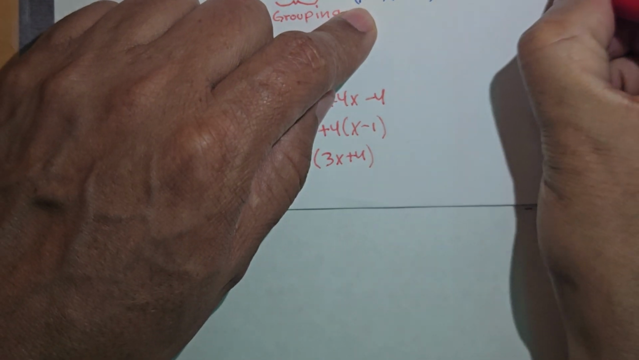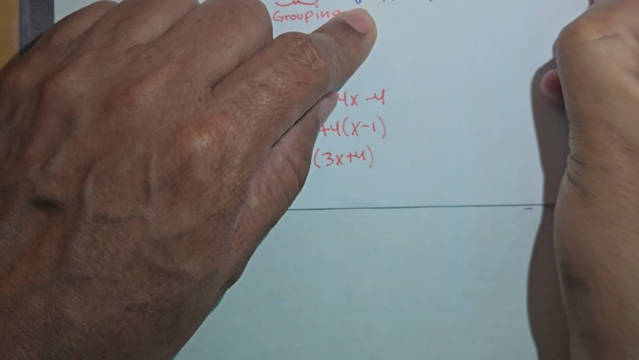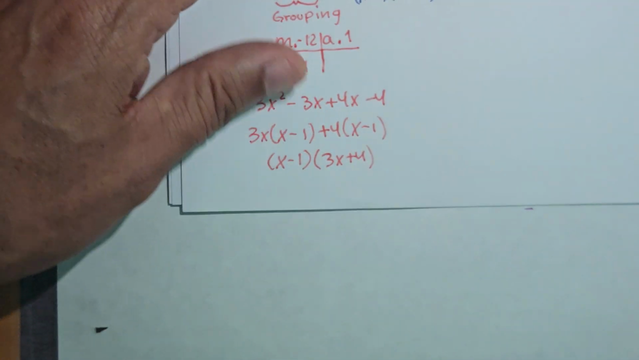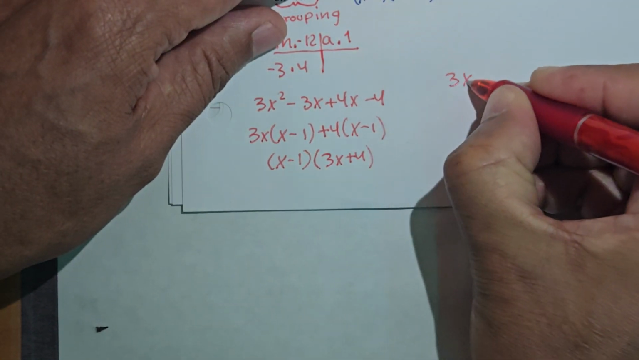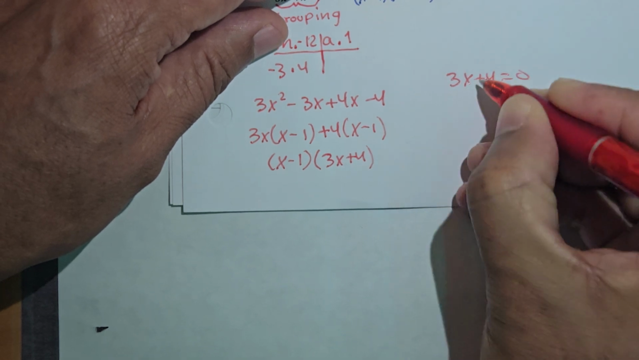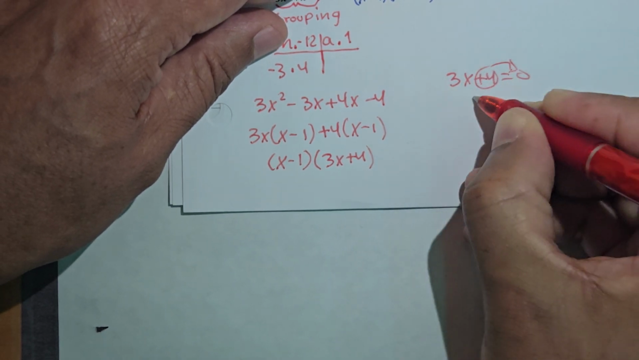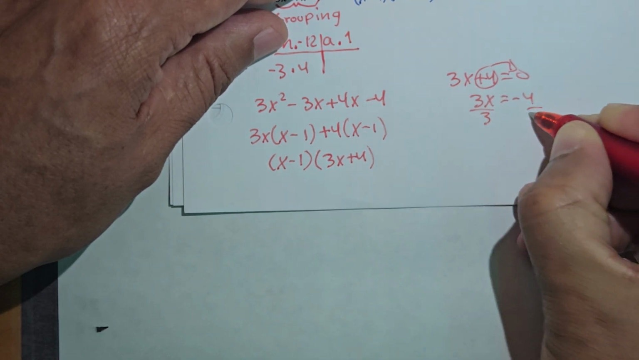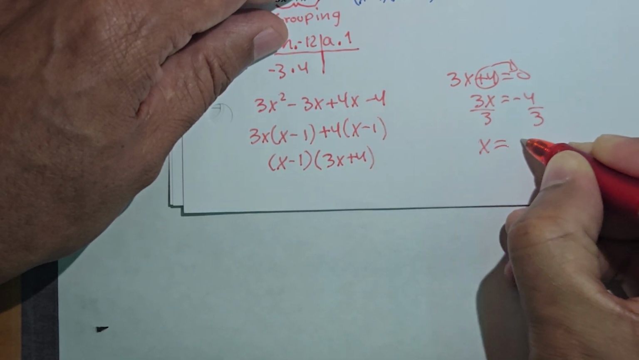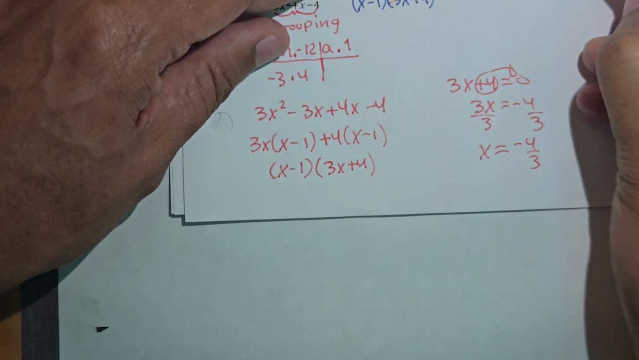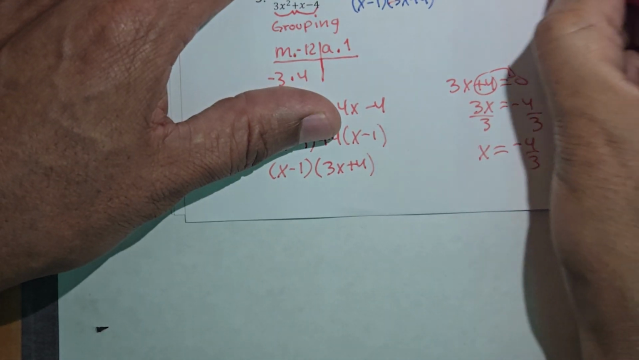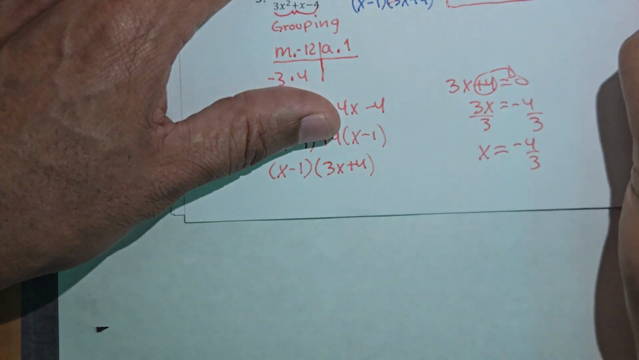So for this one, x cannot be equal to positive 1. And for 3x plus 4, if you set this equal to 0, 3x plus 4, which is a linear equation, you subtract 4. So then this becomes 3x equals negative 4. Then you divide by 3, which means that x cannot be equal to negative 4/3. So negative 4 over 3. So there is the answer along with the restrictions for this problem.